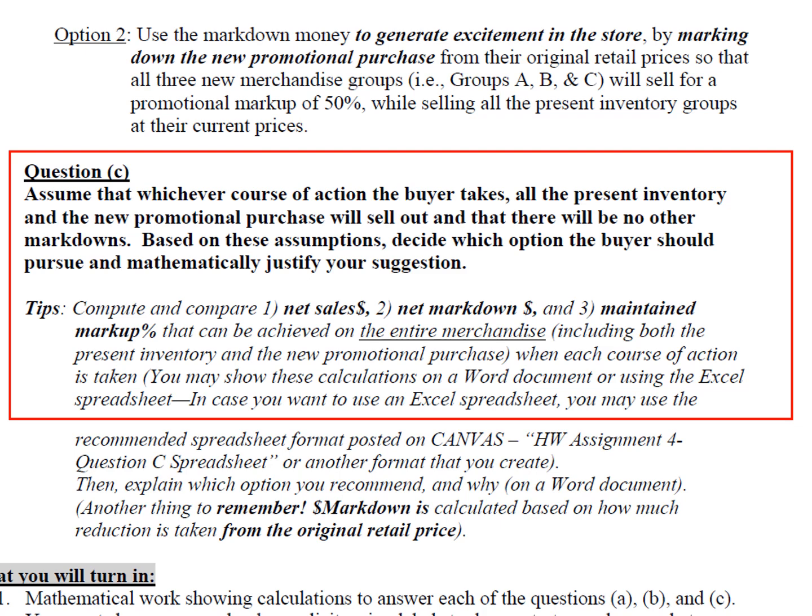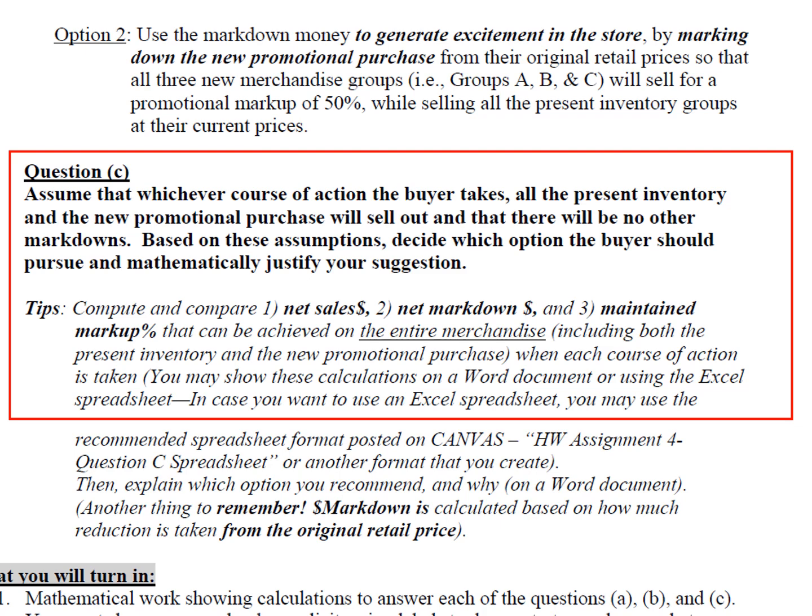Is option 1 better or option 2 better? That's the question. And you do not only choose the option, but you have to mathematically justify your option selection, your suggestion. The tip given here is that you need to show which option will give the better outcome, the better result. The result will have to be shown with numbers, and the numbers that you need to show are net sales, net markdowns, and maintained markup percent.